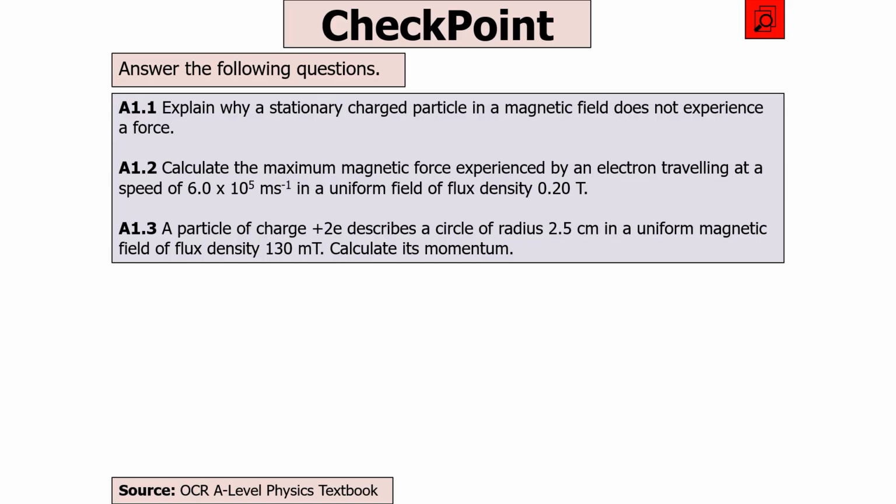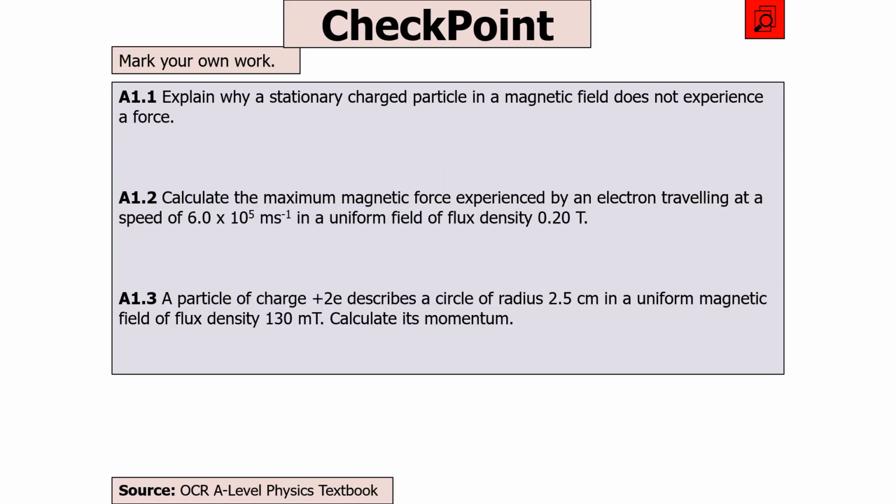Next question says, explain why a stationary charged particle in a magnetic field does not experience a force. Then calculate the maximum magnetic force experienced by an electron travelling at a speed of 6 times 10 to the 5 meters per second in a uniform field of flux density 0.20 teslas. Then, a particle of charge plus 2e describes a circle of radius 2.5 centimeters in a uniform magnetic field of flux density 130 milliteslas. Calculate its momentum. So pause the video now, then unpause the video when you want to go through your answer.